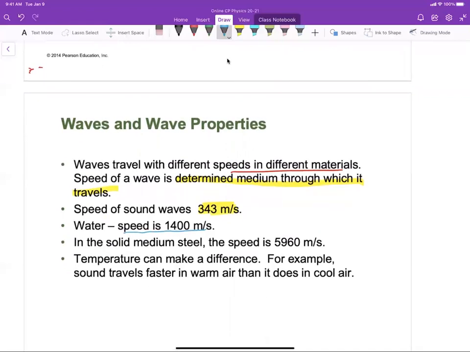And sound travels through solid steel even faster yet, even more dense. Temperature, again, can make a difference because sound travels faster in warmer air than it does in cooler air. All right, that's what I got for you today, and we will complete our homework packet.